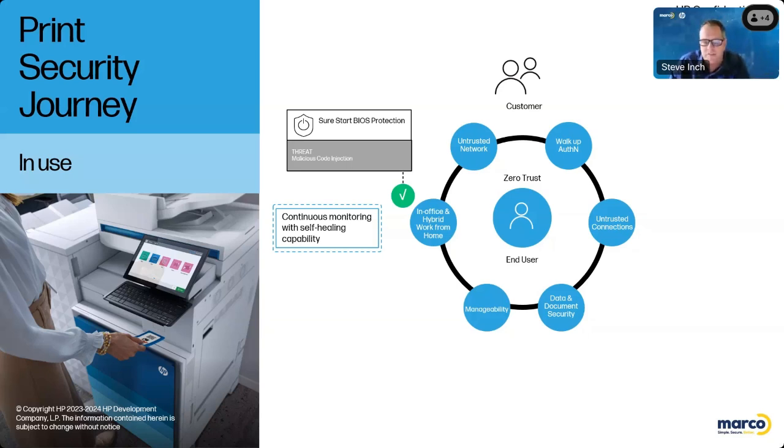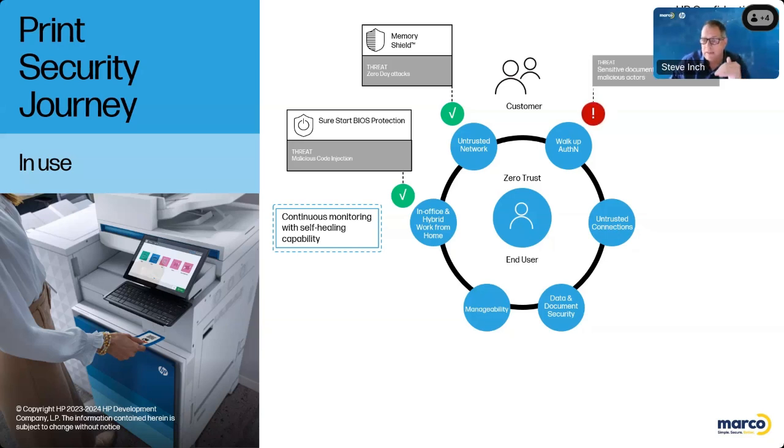With the HP Enterprise devices, you have your Sure Start BIOS protection, which has automatic detection of malware in the BIOS boot up sequence, and then self-healing that automatically occurs without the need for IT intervention. You also have Memory Shield. Past the boot up is when your device is really vulnerable, 95% of the life of the printer. What is protecting the memory? Well, with Memory Shield, you have not only protection for malware in memory, but also for zero-day attacks in memory through control flow integrity capability.